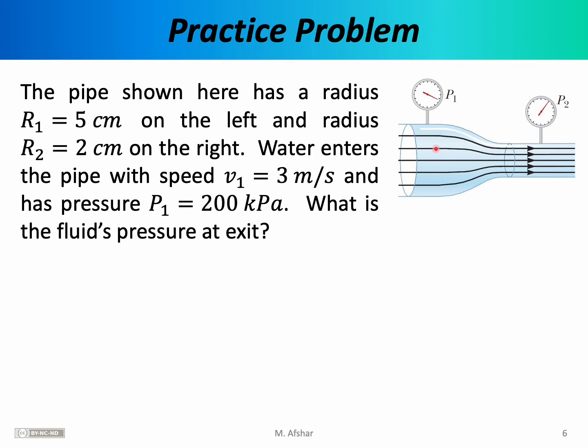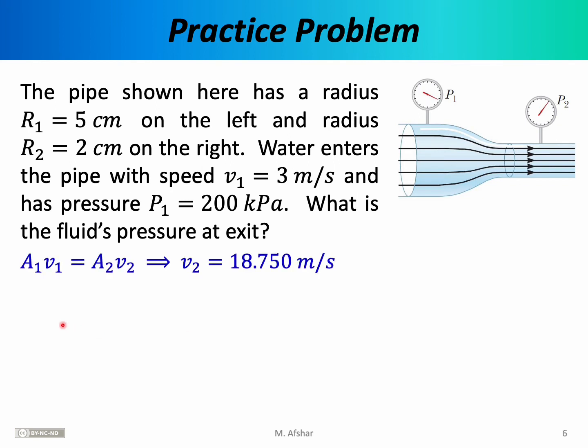If the kinetic energy is increasing from left to right, then the pressure must decrease. So we anticipate that the pressure on the right end of the pipe is less than 200 kilopascals. Let's now do the precise calculations and verify that guess.